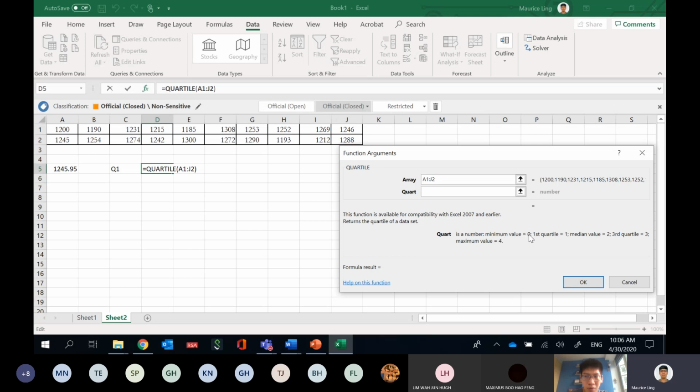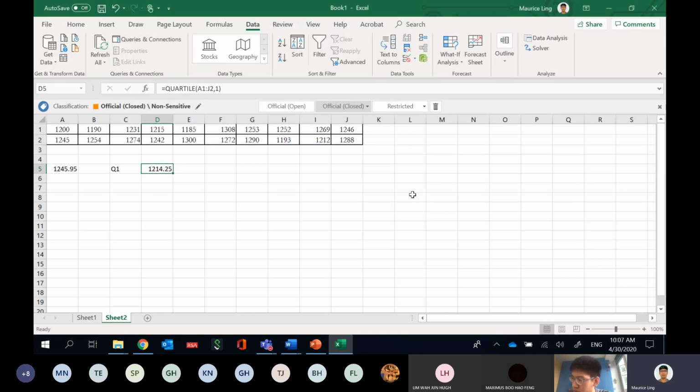If you want the minimum, you put 0. First quartile, you put 1. Median, which is the 50th percentile, is 2. Third quartile is 3, and fourth quartile is the maximum value. Okay, so we want the first quartile, which is 1. So it gives you this number. That's the first quartile. Quartile 2, also known as the second quartile, is also known as the median because it's the 50th percentile.